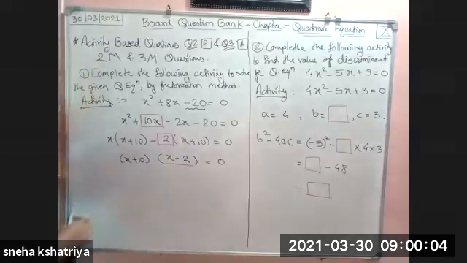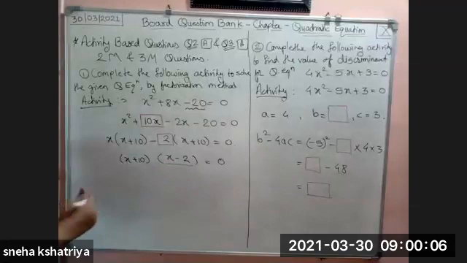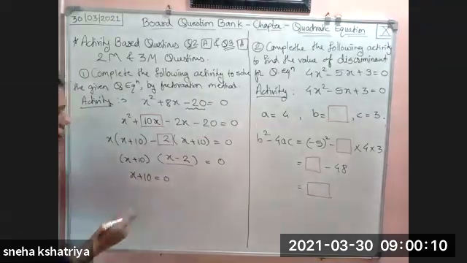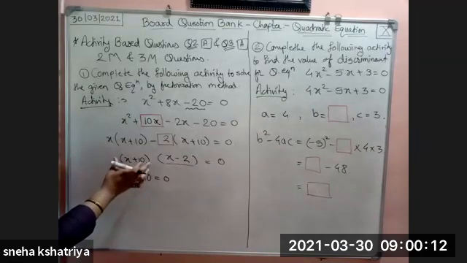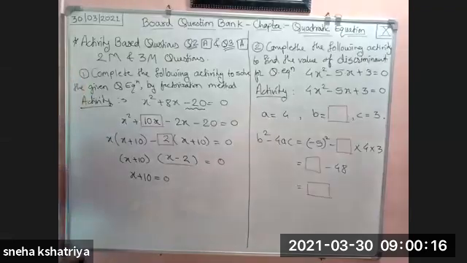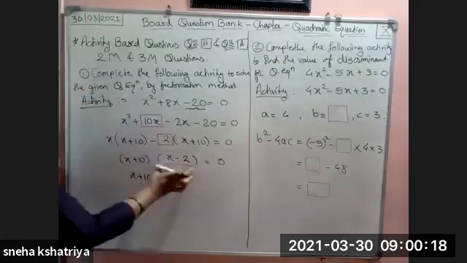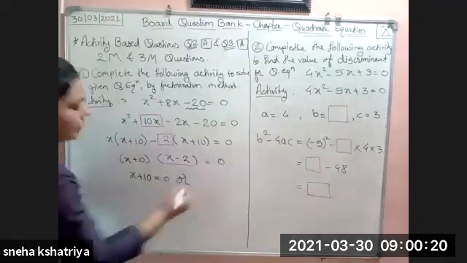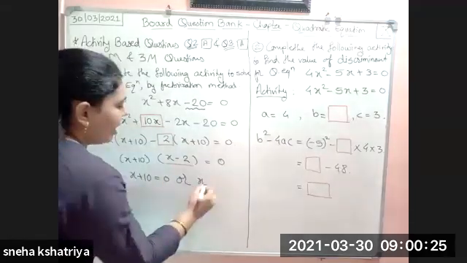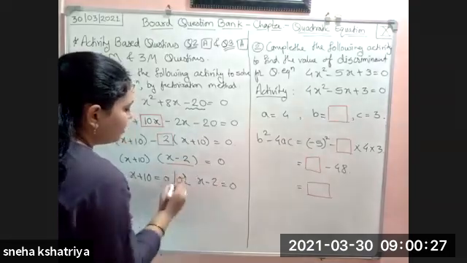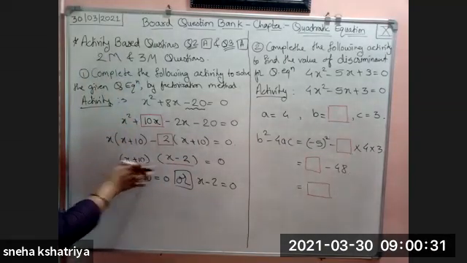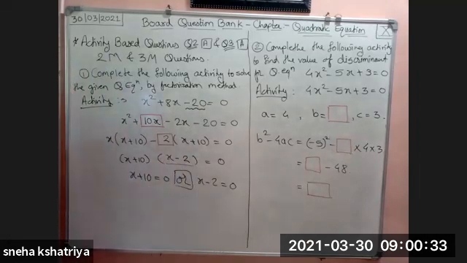By proper procedure. The procedure is: x + 10 = 0. What does this mean? Either this bracket is equal to 0 or this bracket is equal to 0. So we will write it like this: x + 10 = 0 or x − 2 = 0. We get two values of x, one from this bracket and the second from this bracket.